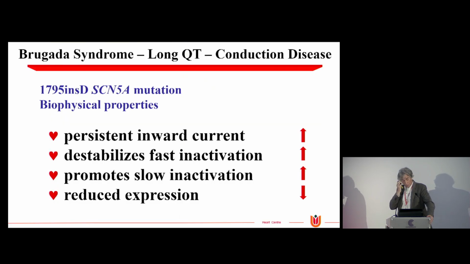So a lot of functional data were obtained in this family, and the biophysical properties were that there is persistent inward current, which is responsible for the LQT3 part of the phenotype. It destabilizes fast inactivation, which leads to persistent inward current. It promotes slow inactivation, and that is a loss of function. That's also a gain of function, but it has reduced expression, and that clearly associates with loss of function.